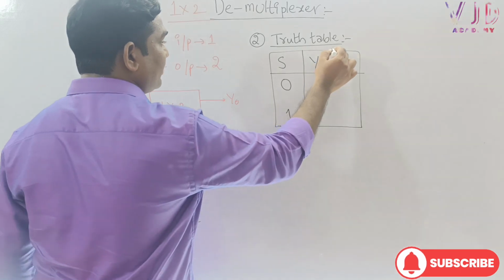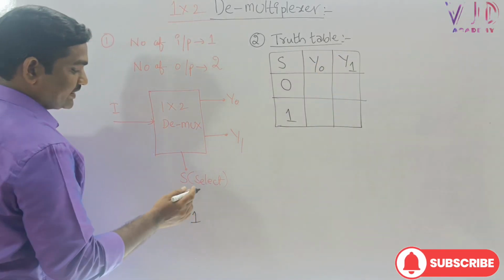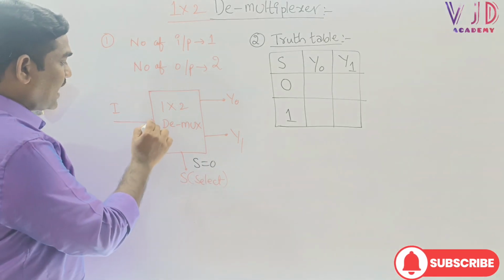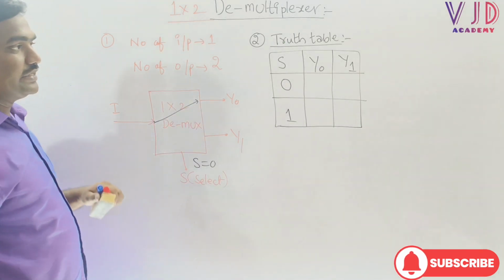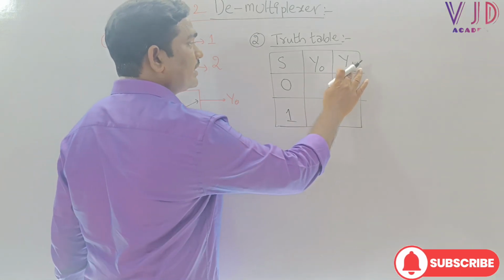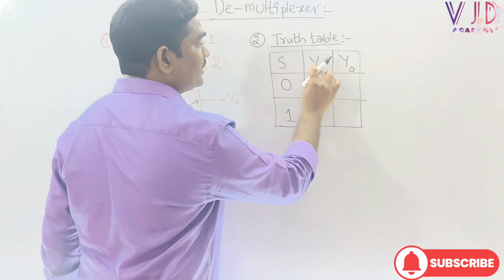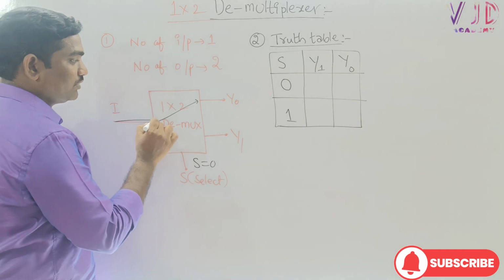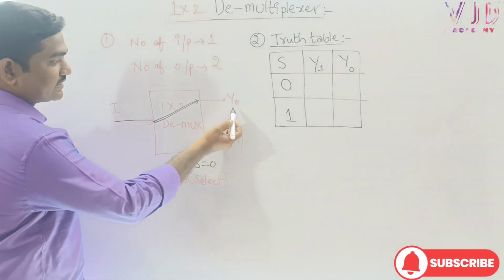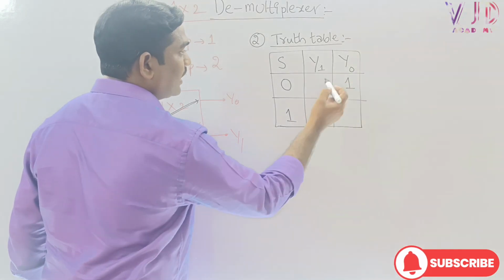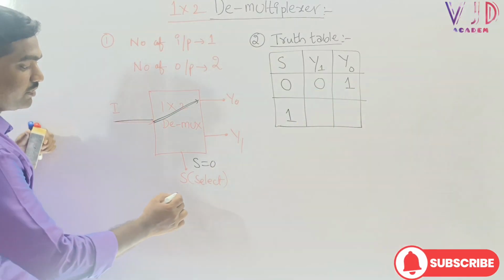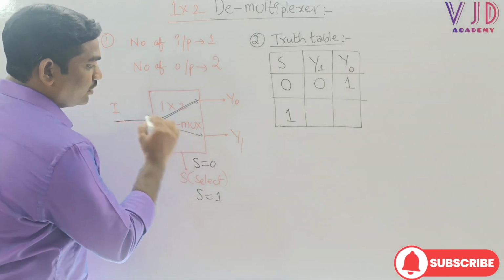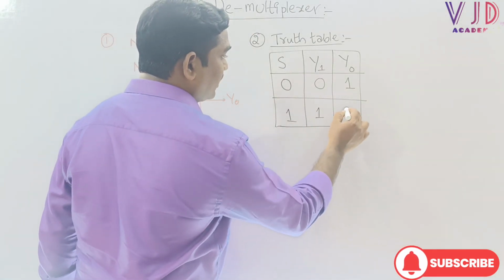The moment we apply S equal to 0, automatically I is connected to Y0. For better understanding, I would like to write here this is Y0 and this is Y1. When we apply S equal to 0, the input is connected to Y0, so Y0 will be 1 and all the remaining will be 0. And the moment we apply S equal to 1, what will happen, sir? The input will be connected to Y1, which means Y1 will be 1 and all the remaining are 0.